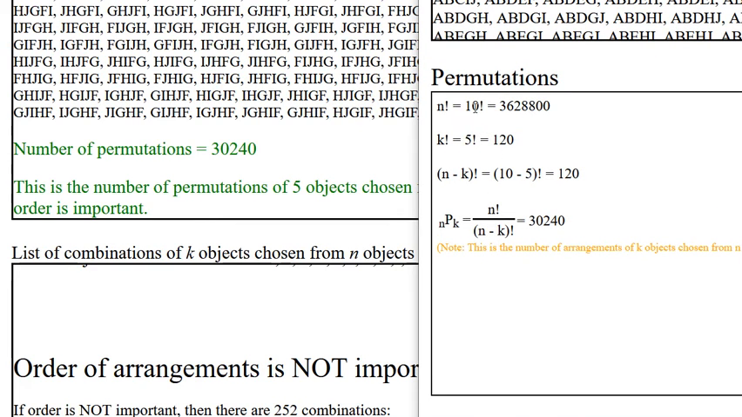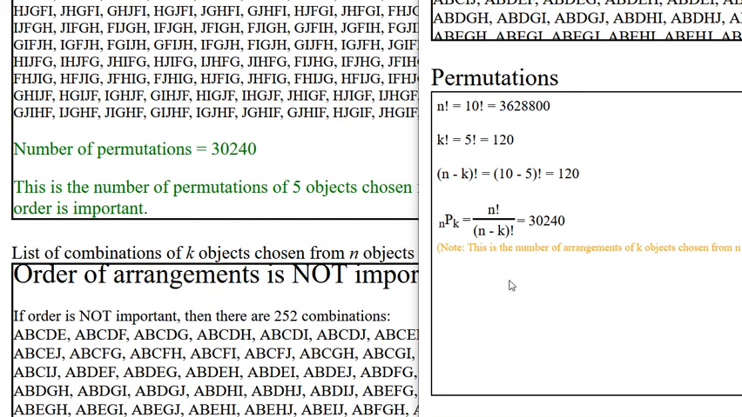We have 10 objects and we're choosing 5 at a time. And so 10 factorial is 3,628,800. And then 5 factorial is 120, and 10 minus 5 factorial is also 120. And so the number of permutations will be n factorial divided by n minus k factorial, which comes out to be 30,240.